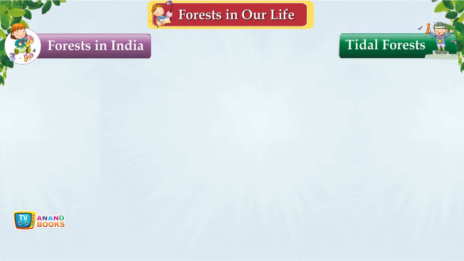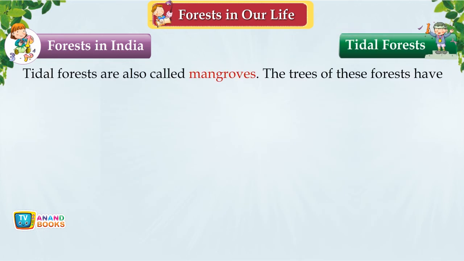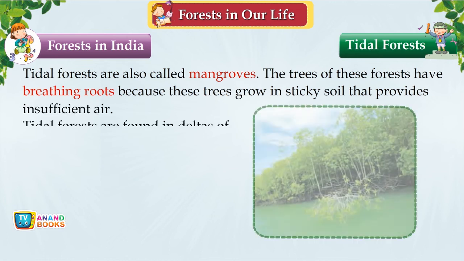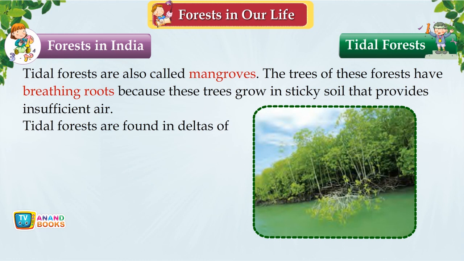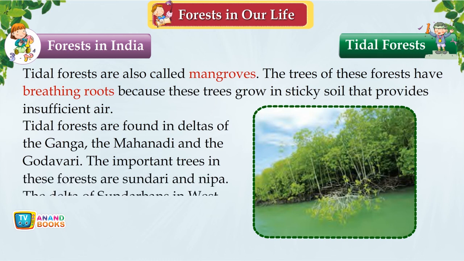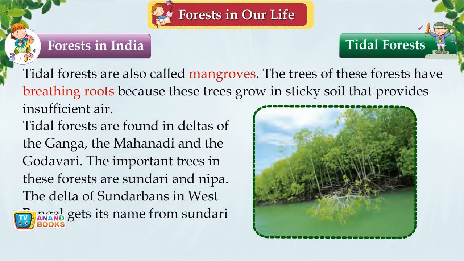Tidal forests. Tidal forests are also called mangroves. The trees of these forests have breathing roots because these trees grow in sticky soil that provides insufficient air. Tidal forests are found in deltas of the Ganga, the Mahanadi and the Godavari. The important trees in these forests are Sundari and Nipa. The delta of Sundarbans in West Bengal gets its name from Sundari trees.